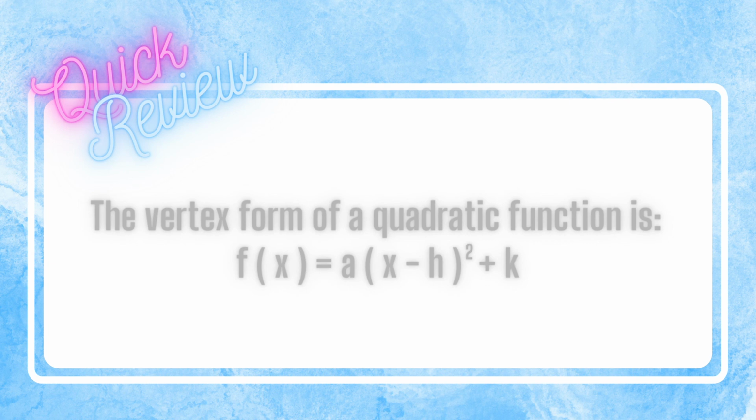So just as a review for today, the vertex form of a quadratic function has this form. F of x equals a times (x minus h) quantity squared plus k. When identifying a, h, and k, make sure your function is an exact match with this vertex form.